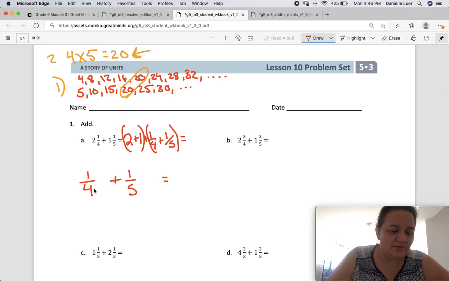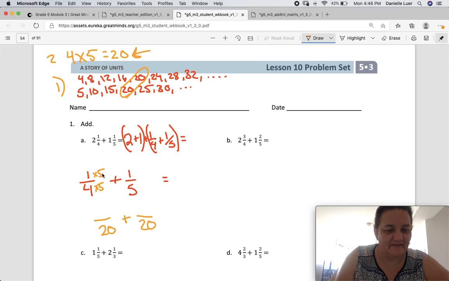So, in order to change this to something over 20 plus something over 20, I need to multiply this by 5 and this by 5. Whatever I do to the top, I have to do to the bottom. And 4 times 5 is 20, and 1 times 5 is 5, so that's 5/20. Those are equivalent fractions. 1/4 and 5/20 are equivalent fractions. Here, I'm going to multiply by 4, and 1 times 4 is 4, and 5 times 4 is 20.